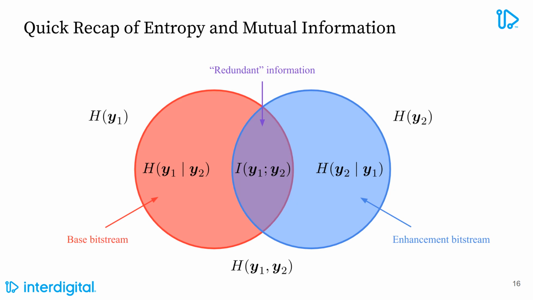The part of the blue circle that does not overlap with the red circle is the conditional entropy of y2 given y1. This can be thought of as the rate cost of the enhancement bit stream given knowledge of the base bit stream when coded using an ideal codec. The total shaded area is the joint entropy, which represents the total bitrate cost using an ideal codec that can code the overlapping region with no additional rate costs.